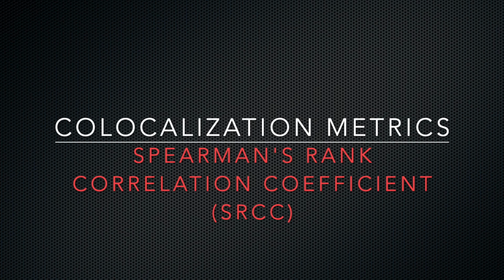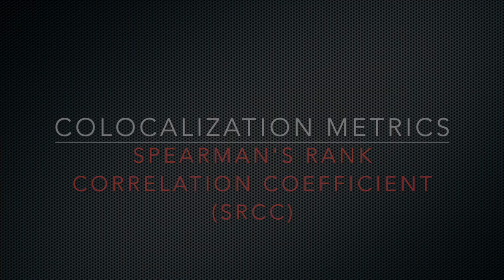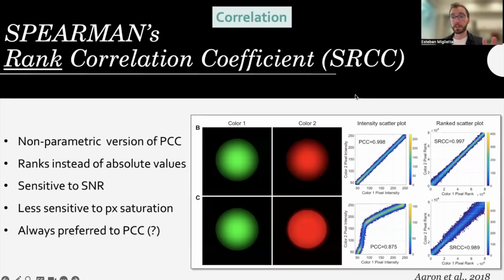So let's jump to another different metric from Pearson's, and that is Spearman's rank correlation coefficient. This is a metric that is very similar to Pearson's, but it actually addresses one of the weaknesses of Pearson's, and that is the one we just mentioned, that Pearson depends on a linear relationship. Spearman's can be thought of as a non-parametric version of the PCC because it uses the ranks of the pixel values instead of the actual pixel values.